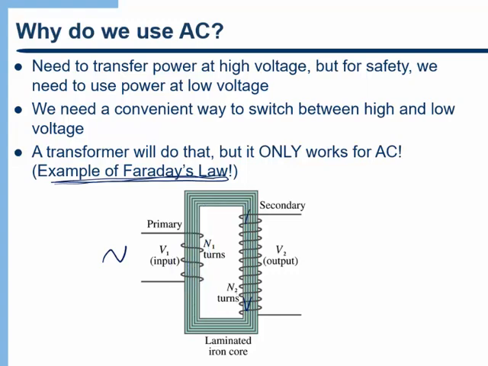Notice, though, if we put a DC voltage in instead of an AC voltage, this would just create a constant magnetic field. Well, a constant magnetic field through a loop doesn't do anything. So we have to use AC because we need to be able to use transformers, and transformers only work for AC. That's the reason we use AC power.